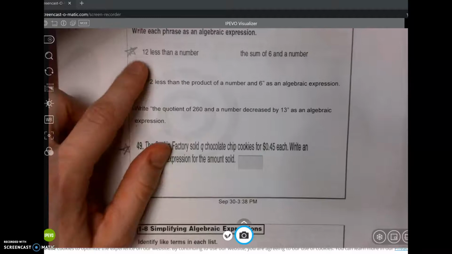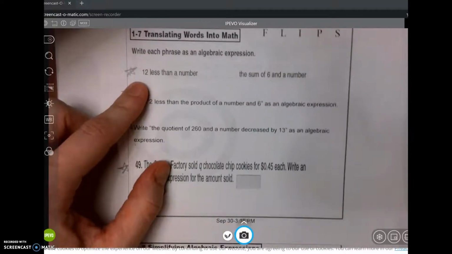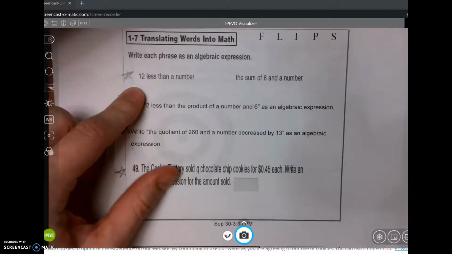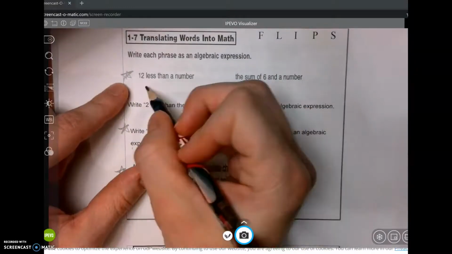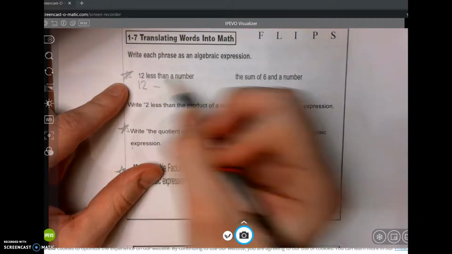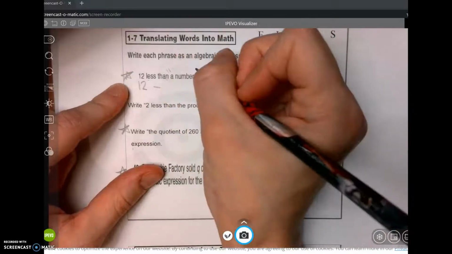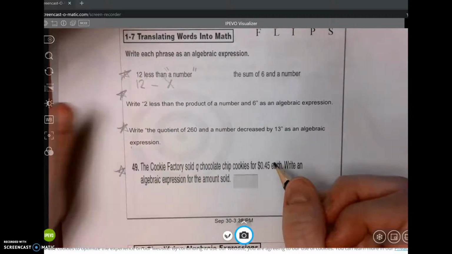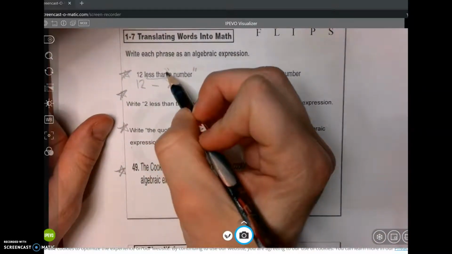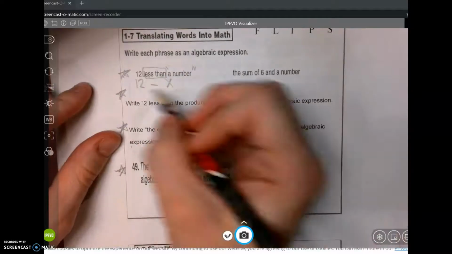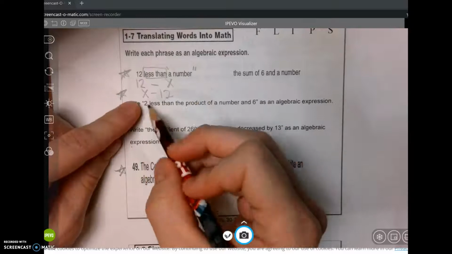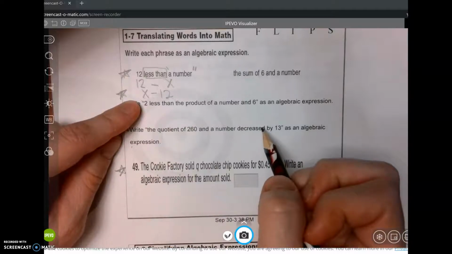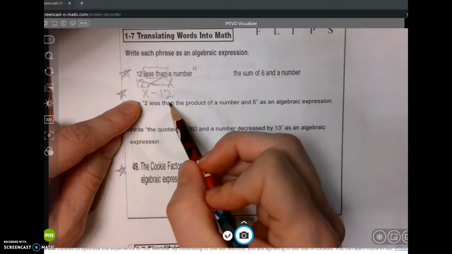Okay, first one says 12 less than a number, and we are writing each phrase as an algebraic expression, or translating them. So I translate left to right. So 12, and then less than means minus, and then a number is any variable you want. So I'm going to just do x today. And then last step is to remember that the words less than mean that we need to flip the order. So it would be a number minus 12, or x minus 12. Okay, that's my final answer.